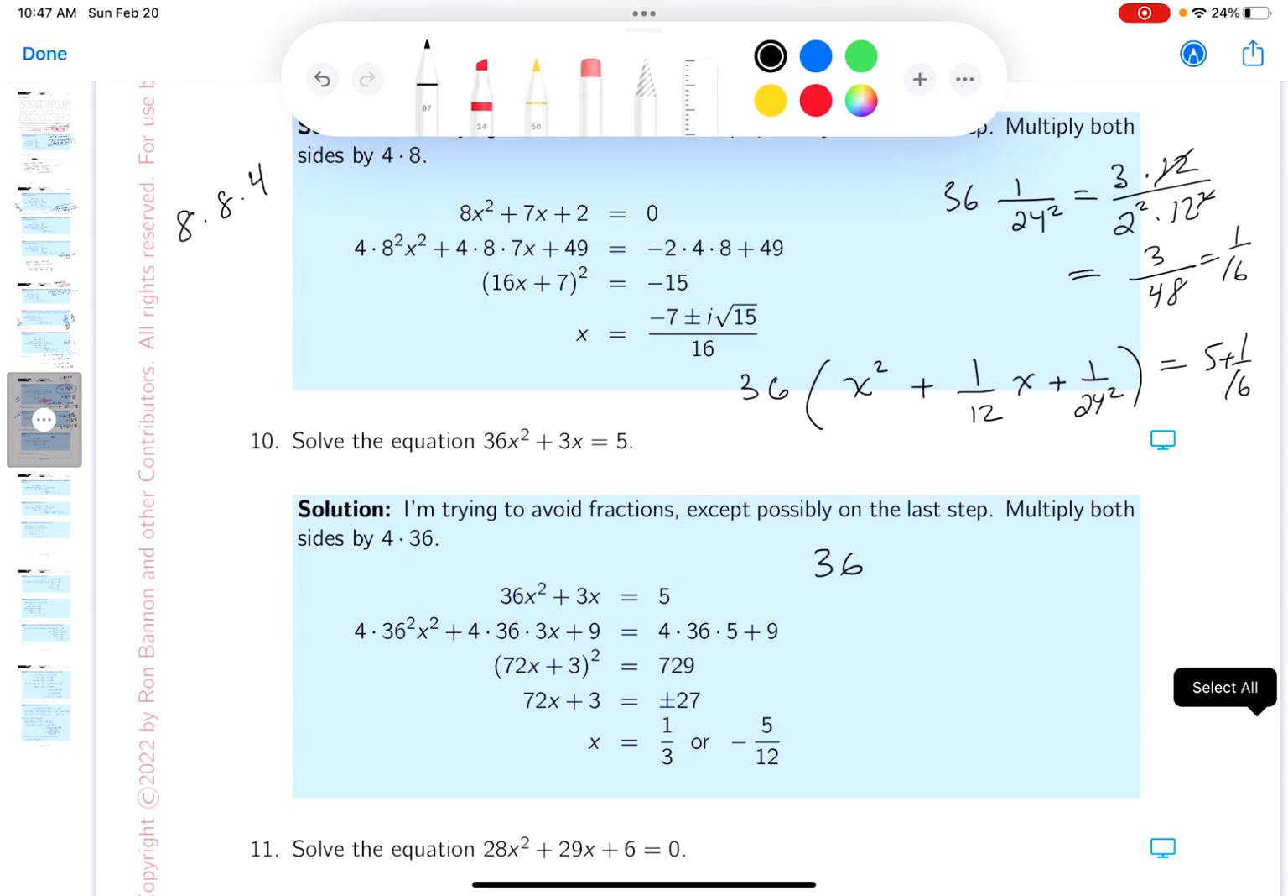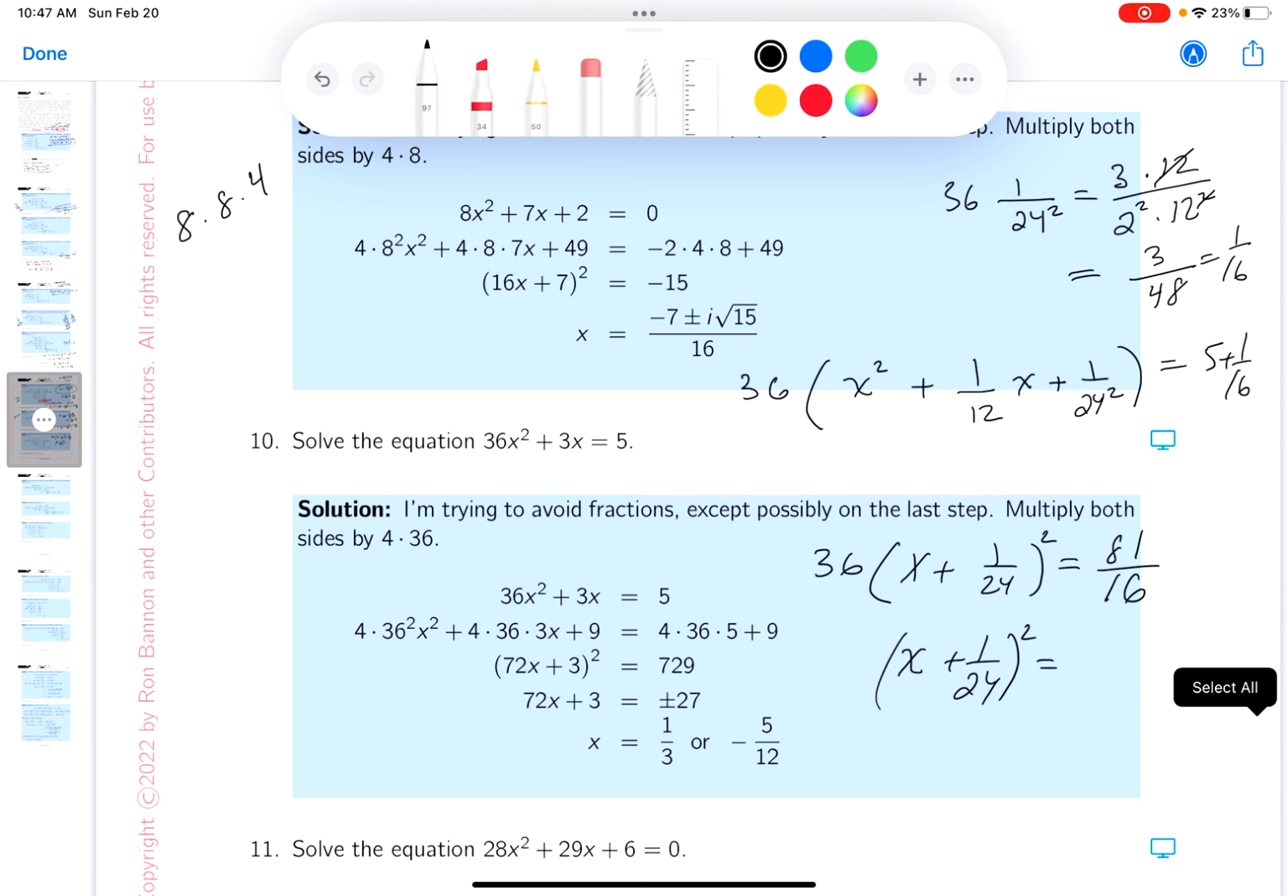I got 36. And this is going to be, I'm sorry, not 1, but x plus 1/24 squared equals, well, I got to do this. And what's going to be, let's see, 16 times 5, that's 81 over 16. Let me see if I did it right. 16 times 5, that's 80. 80 plus 1, yeah, looks pretty good. Let's keep going.